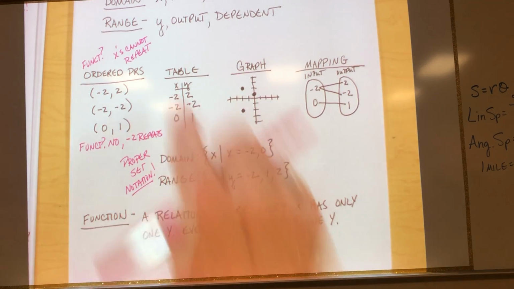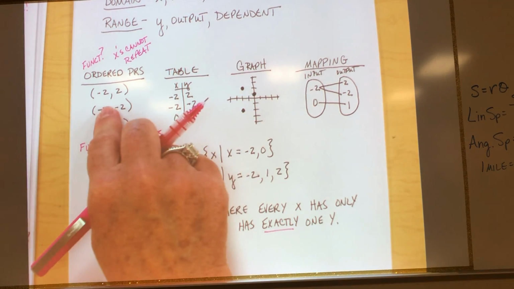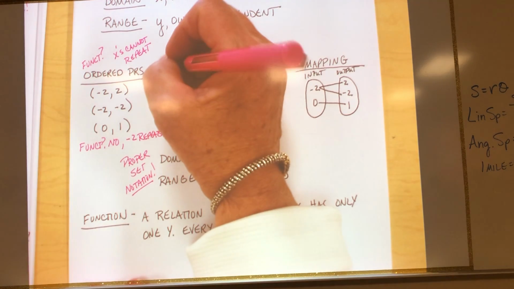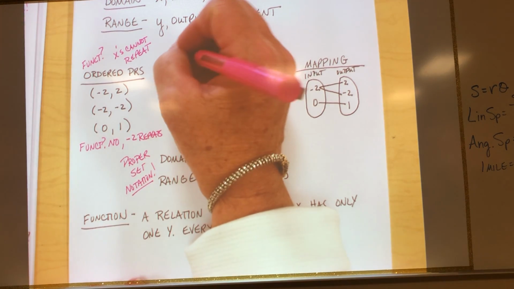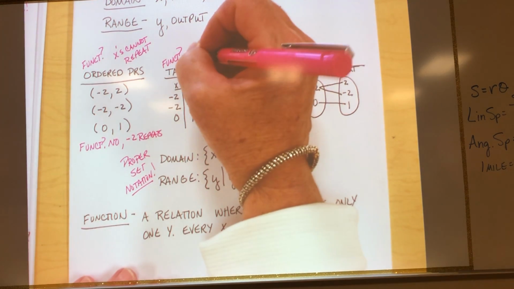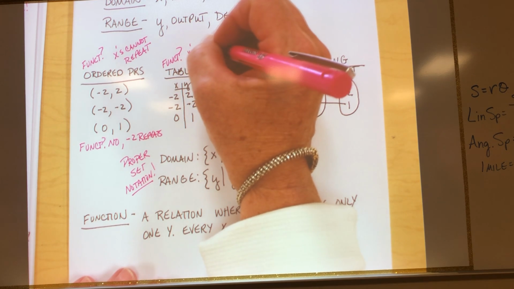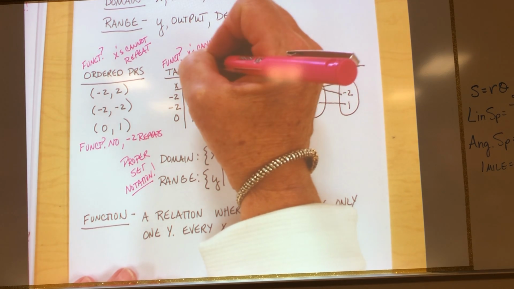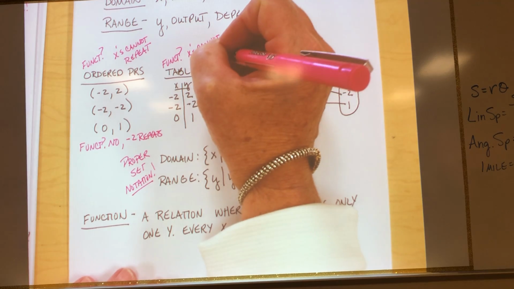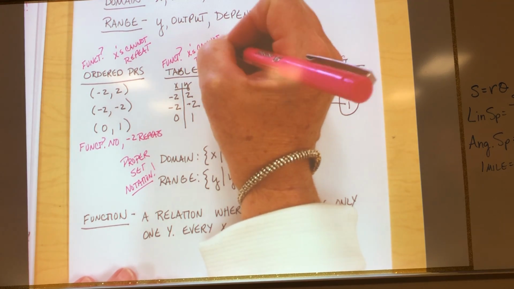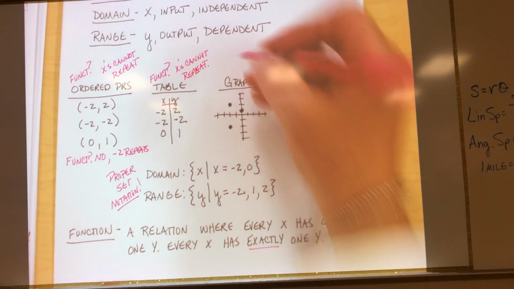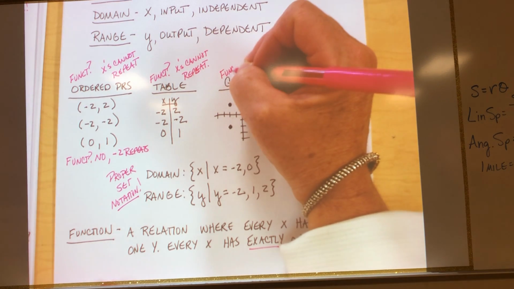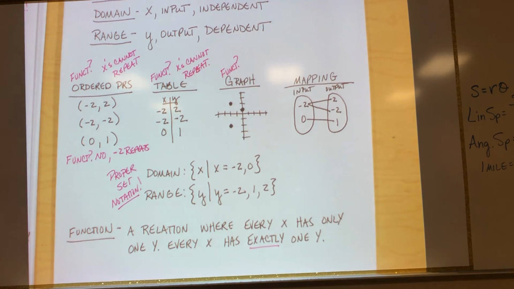He repeats. What about a table? A table is very much like an ordered pair. Do you agree? Yes. So if I want to know if it is a function, I'm still saying that the x's cannot repeat. If your x's repeat, it is not a function. Okay? What about a graph? It should be the same thing.